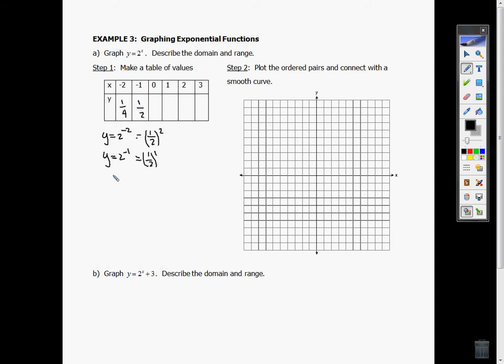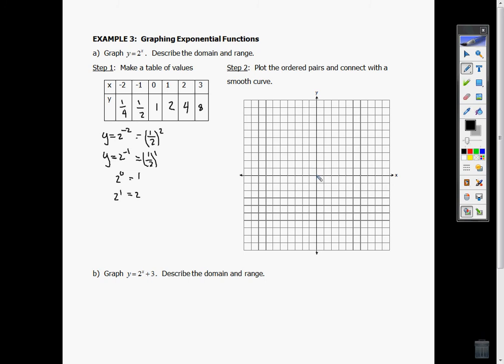When I put in a 0, anything raised to the 0 power, including 2, equals 1. My next one, 2 to the first, anything to the first power equals itself. So that's just going to give me a 2. And my next one, 2 squared, is 4. 2 cubed is 8. Fantastic. So now I need to actually plot these.